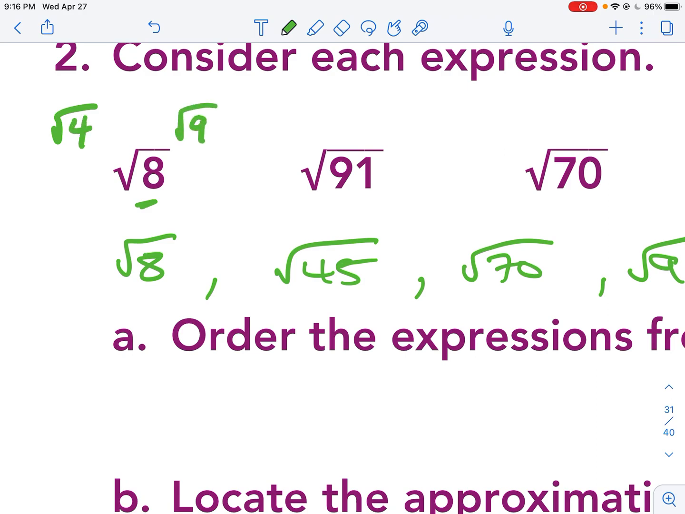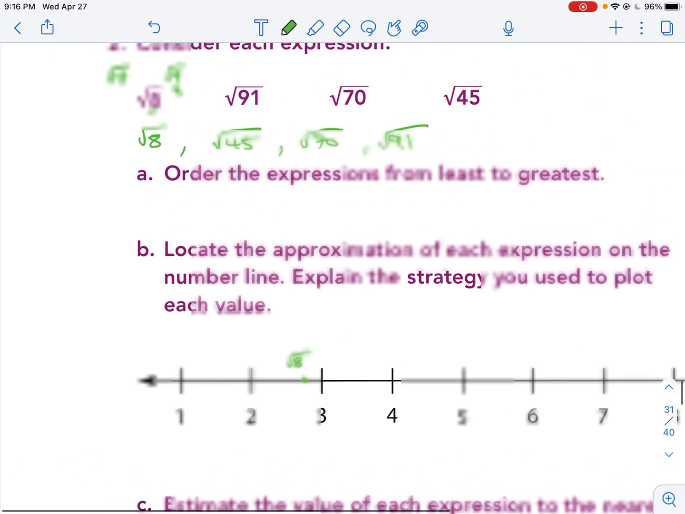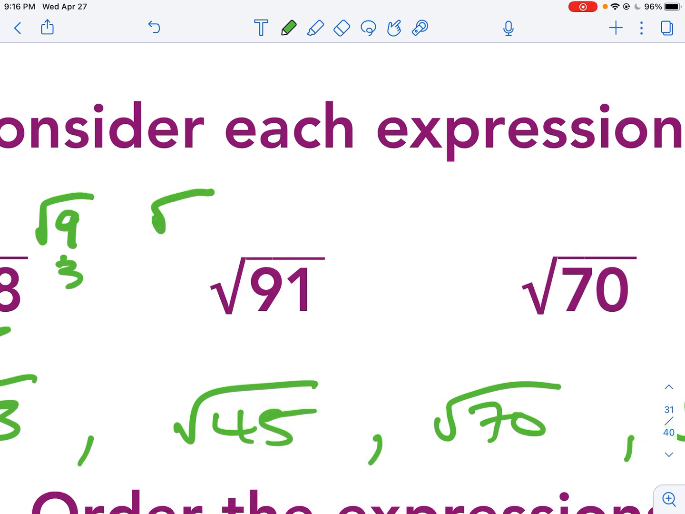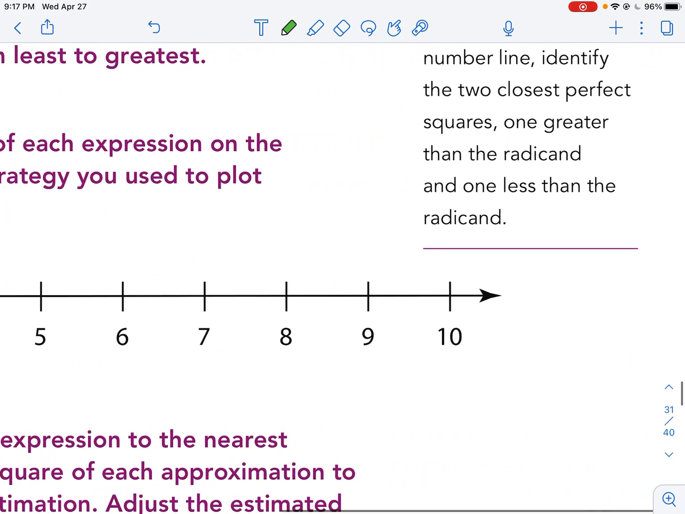The square root of 8 is between 4 and 9. It's closer to 9. The square root of 9 is 3. So the square root of 8 is going to be somewhere here. Then we have the square root of 90. What perfect squares? Well, 81 and 100. From here to here is 10 away. From here to here is 9 away. So it's going to be almost in the middle, but closer to 10.